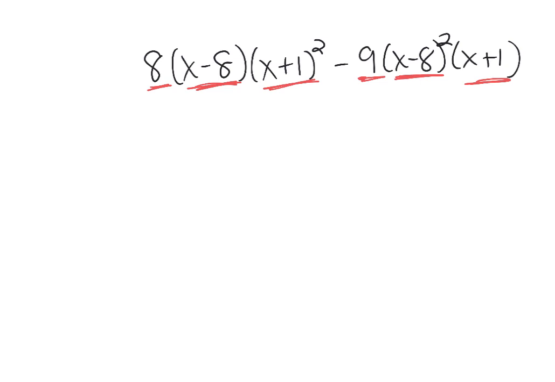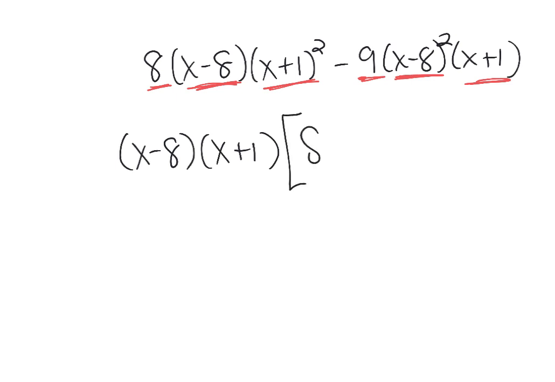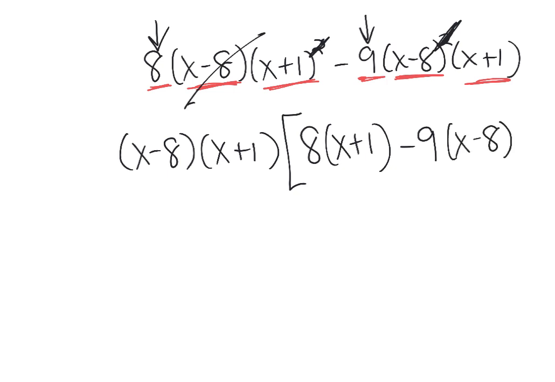I want you to look at what is in common with those three pairs. The 8 and the 9 have nothing in common, but I can take one of my x minus 8s, and I can take one of the x plus 1s. What that leaves me with is an 8, from that 8 in front. I took out the x minus 8, so that one's gone. I took out one of the x plus 1s, but that leaves me with one more x plus 1. Now go to the next term. I still have the -9. I've taken one of the x minus 8s, and I've taken all of the x plus 1.